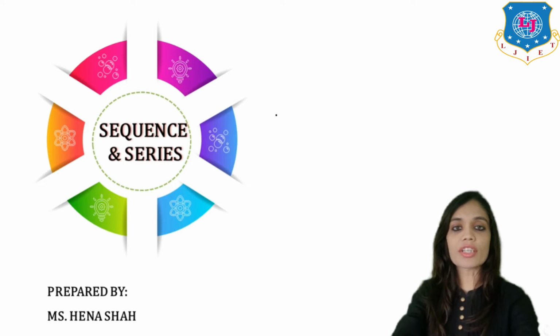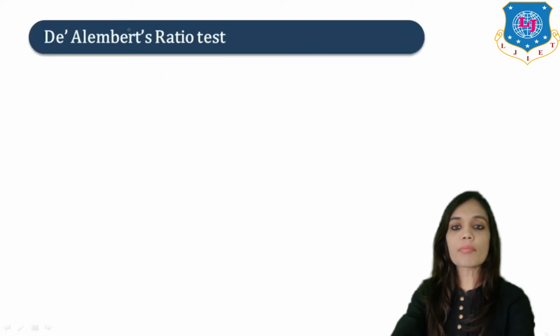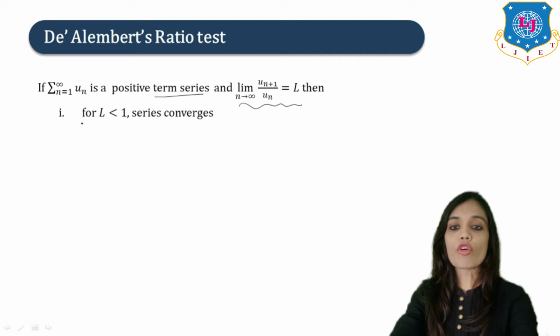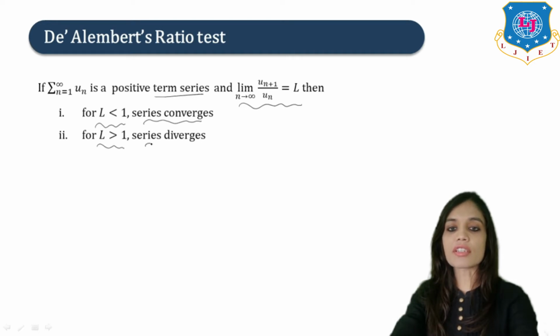So let us begin with its first topic, D'Alembert ratio test. If un is a positive term series and limit n tends to infinity un plus 1 upon un is equal to L, then for L less than 1 the series converges. For L greater than 1 the series diverges. And for L equal to 1 the test fails. That is, we have to apply some other test, right?